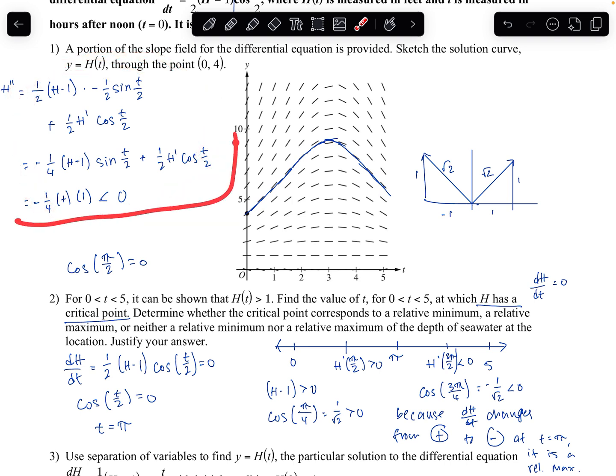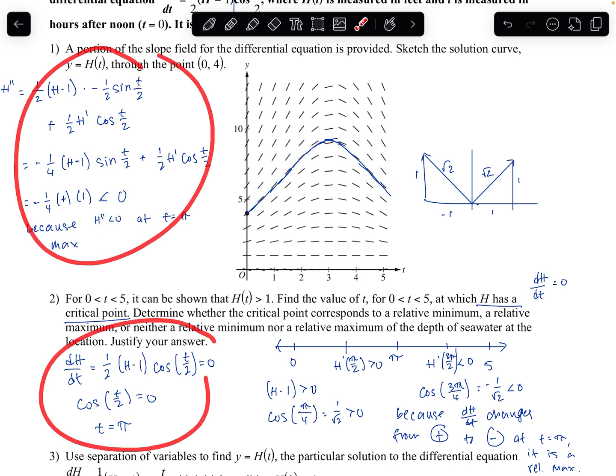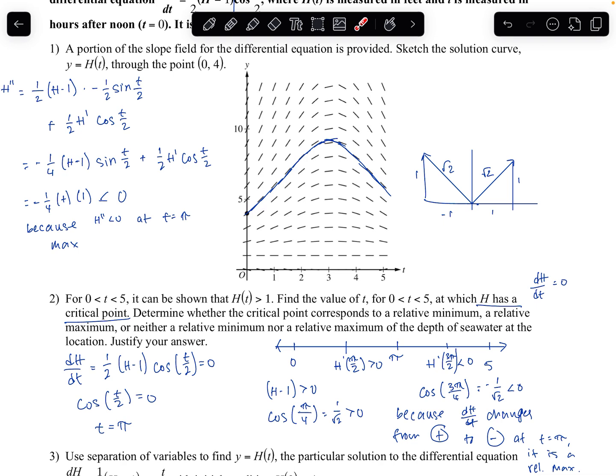But yeah, so the idea is that this is your justification. Because h double prime is less than 0 at t equals pi, that means it's a maximum. Because if h double prime is negative, it's concave down, and there's a critical point here, which makes it a maximum. So this would be the work that you would need right there.